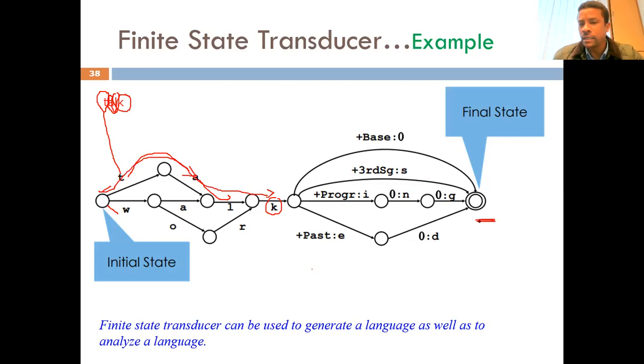It has to reach the final state. But from K, I have 4 different paths. Which path shall I take? From the 4 paths, which one shall I take? I think the center one is more efficient. No, the center one has ing in it, but the word does not have ing here. The second one has s to it. The last one has ed to it. So it is the first one.